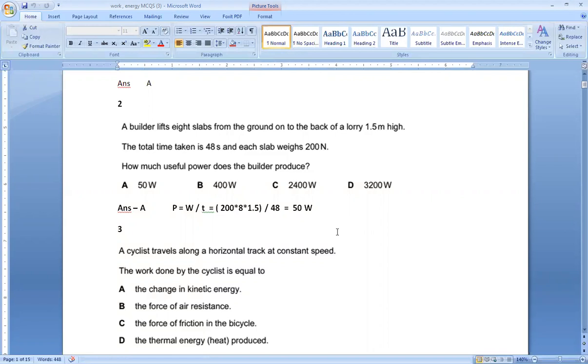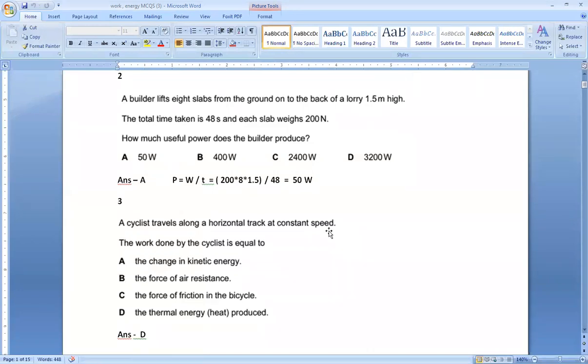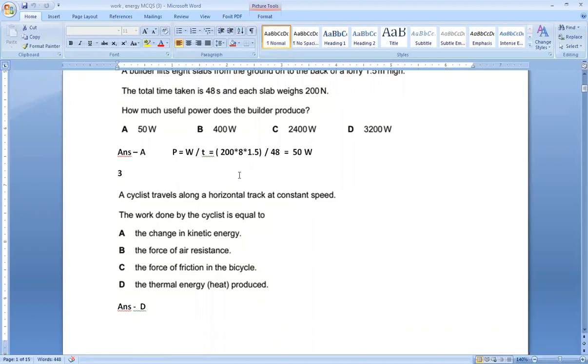Work done will be equal to mgh. So that's why I'm taking work done equal to 200 into 8 into 1.5. 200 is the weight, that is mg, and height is 1.5. 8, because there are a total of 8 slabs. That's why I'm multiplying with 8 as well. So 200 is for the weight, that is mg, 1.5 is the height, mgh. And because there are 8 slabs, a total of 8 slabs I have to consider.